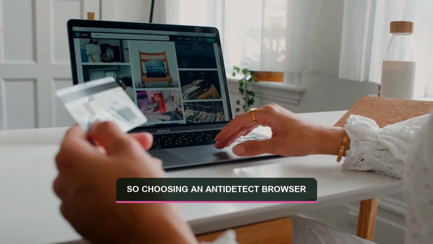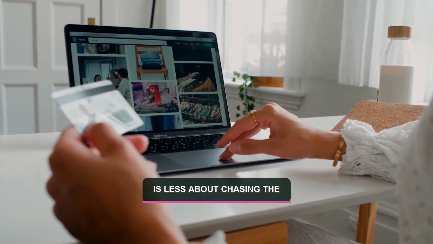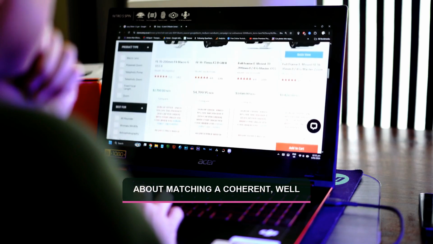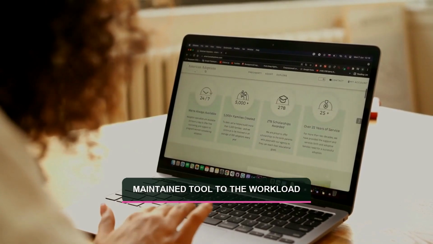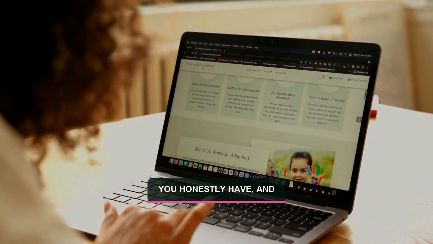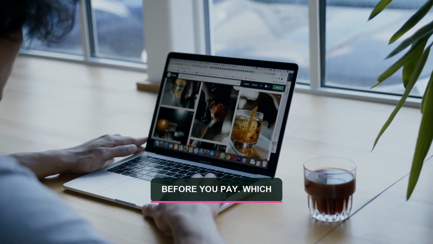So choosing an antidetect browser is less about chasing the longest feature list and more about matching a coherent, well-maintained tool to the workload you honestly have, and testing that coherence yourself before you pay.